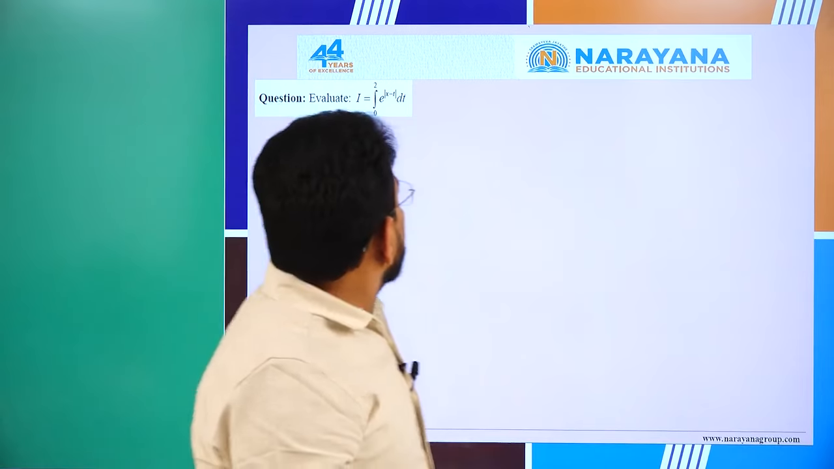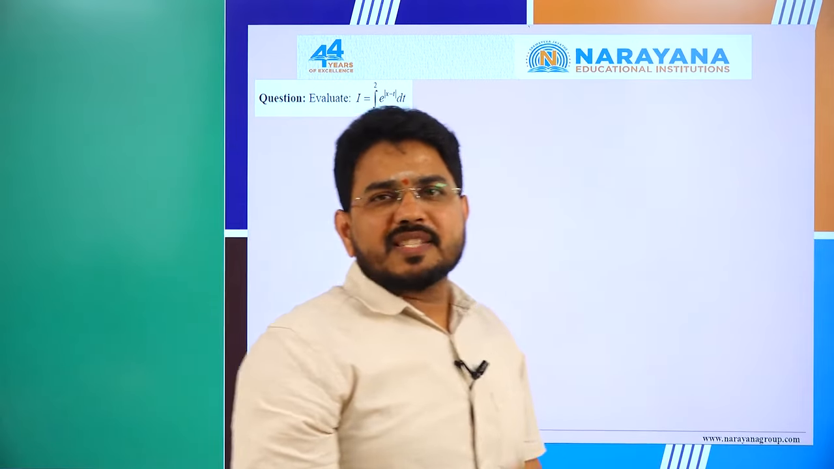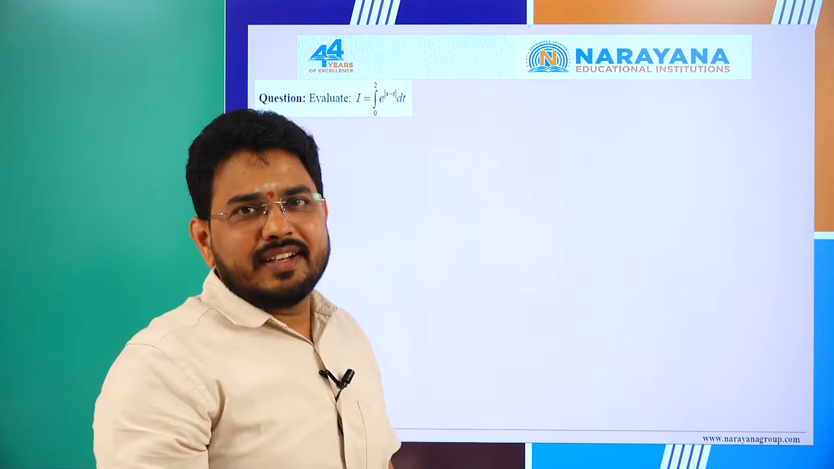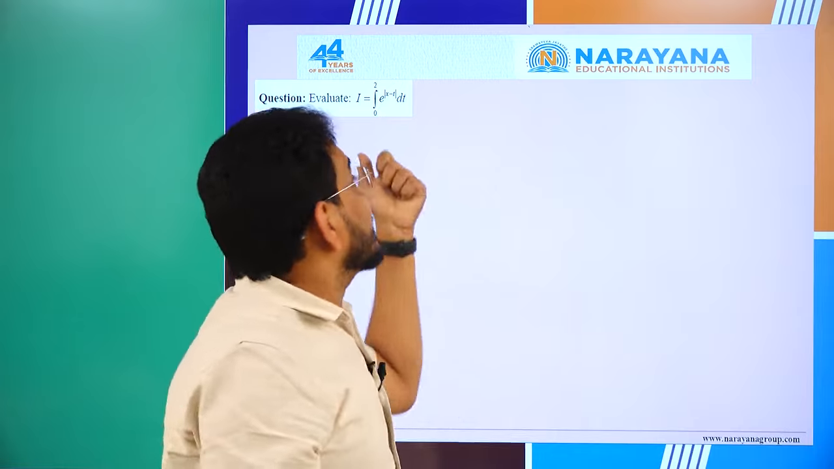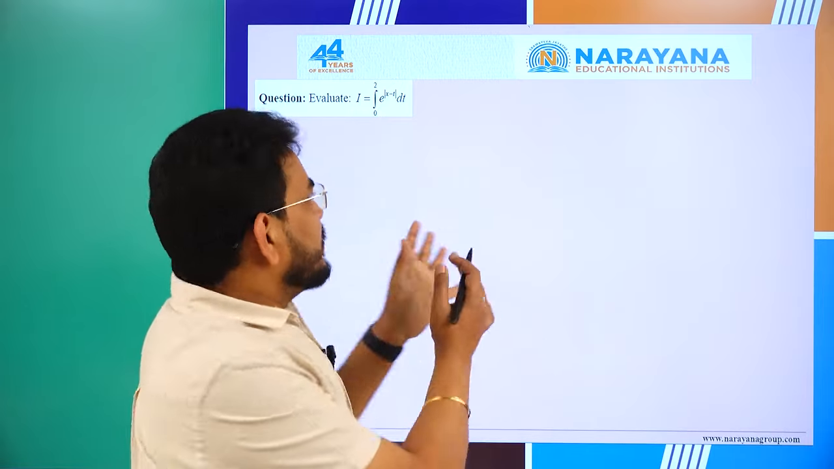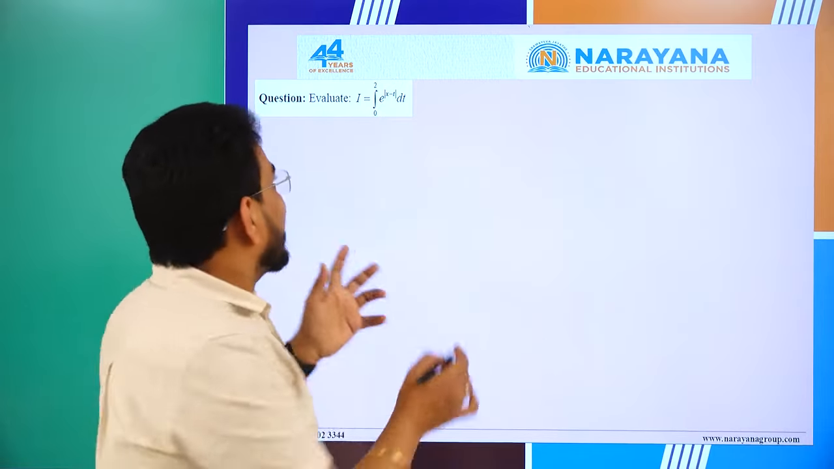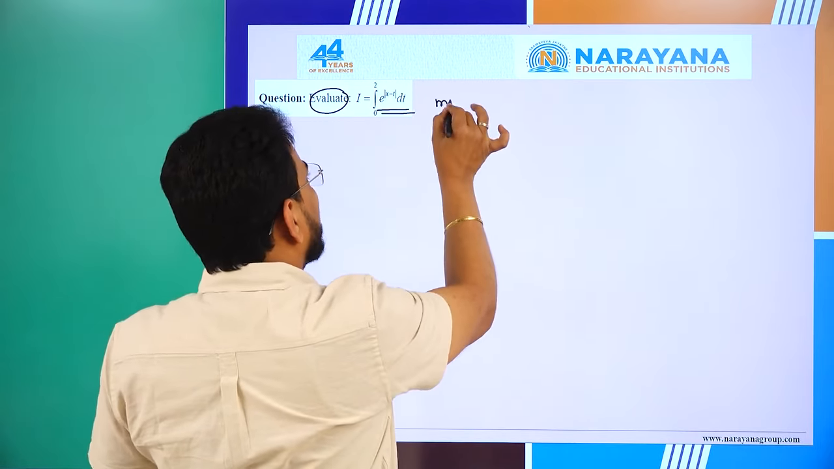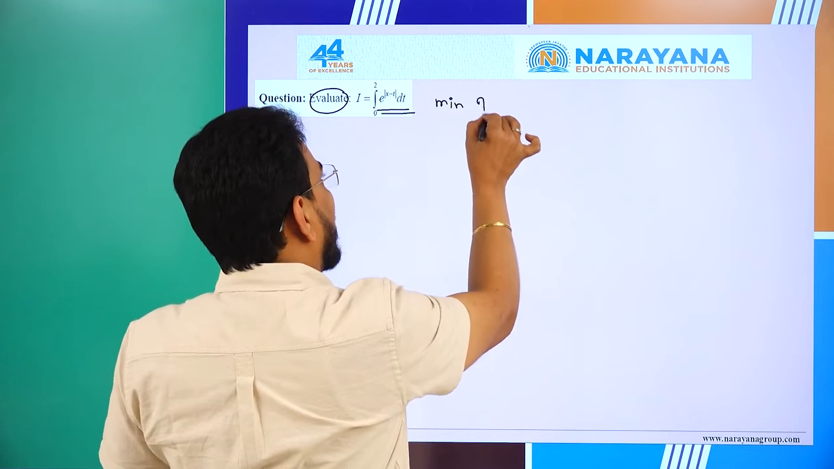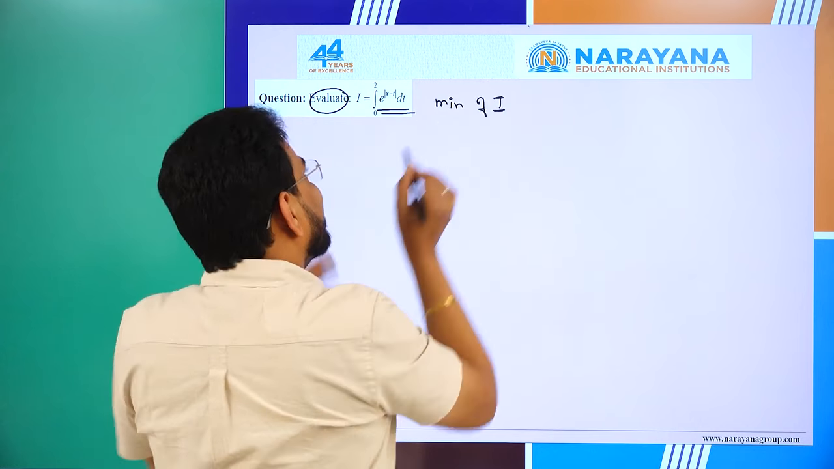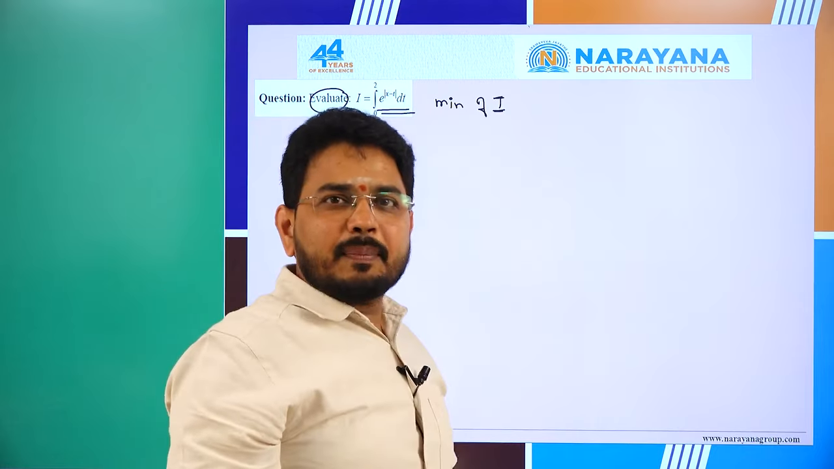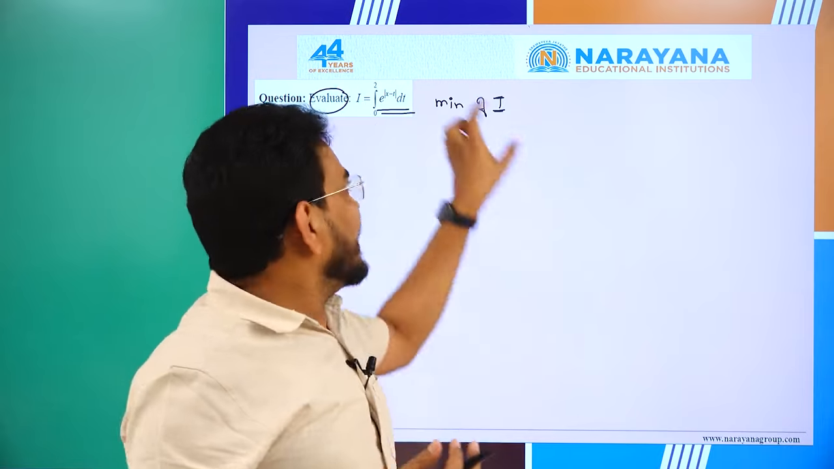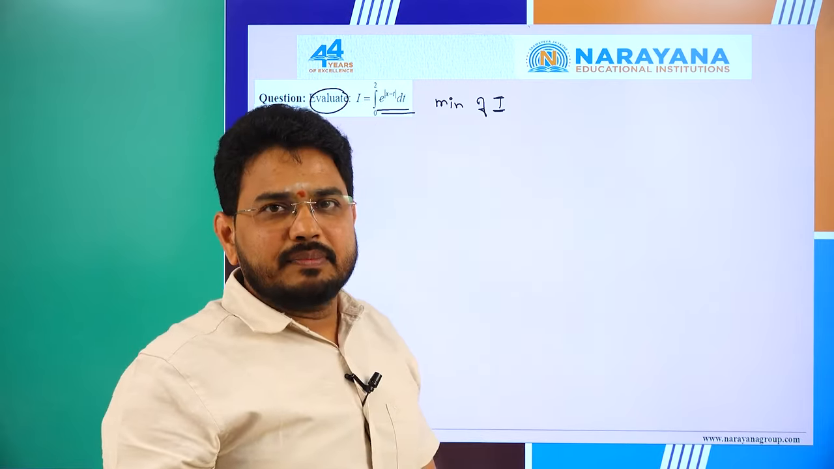Evaluate integral 0 to 2 e power modulus of x minus t dt. It's a definite integration, but the answer comes in terms of x. So far this is the comparatively lengthier question. I think it's not evaluate; they are talking about the minimum value of I, minimum of I, because the evaluation answer will come in terms of x. So I think it should be minimum of I.